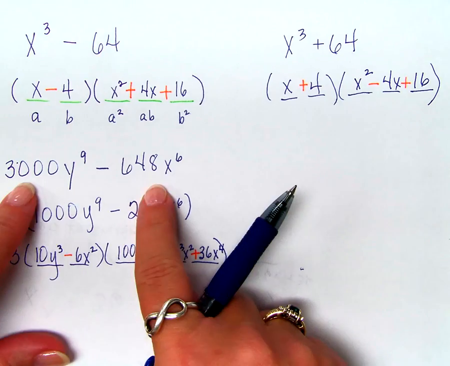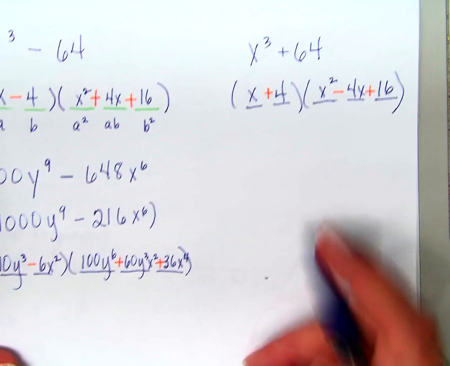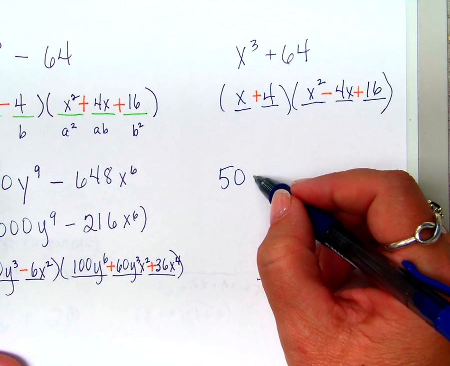I did this one for you, where you factored out a whole number, right? That's not all you can have to factor out. What if it was like this?